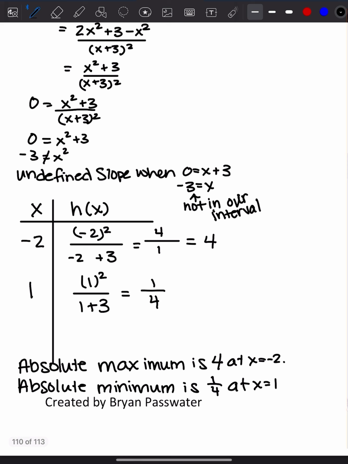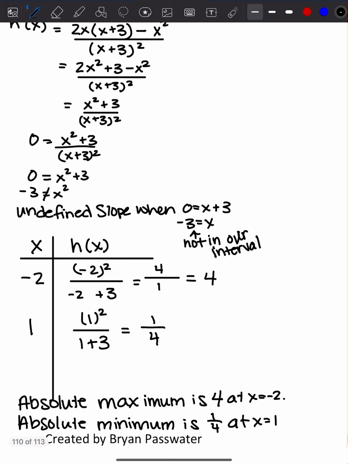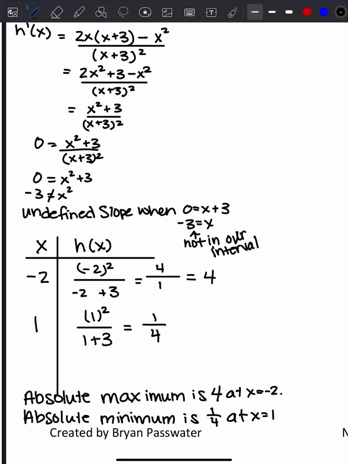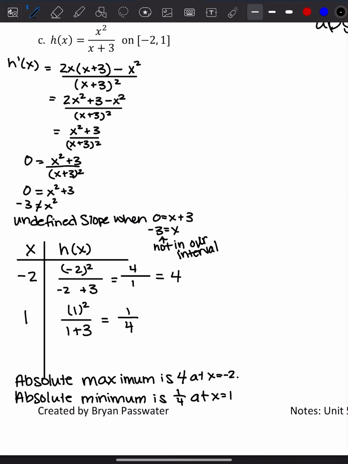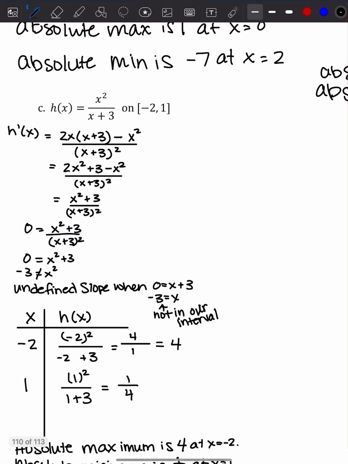So we're going to take our endpoints, negative 2 and 1, and plug them into our function h of x. So when we do that, we get negative 2 gives us a y value of 4, 1 gives us a y value of 1/4, so we have an absolute maximum at 4, and absolute minimum at 1/4. Our function here is continuous on this interval, negative 2 to 1, which is why we know that this is going to be our answer.